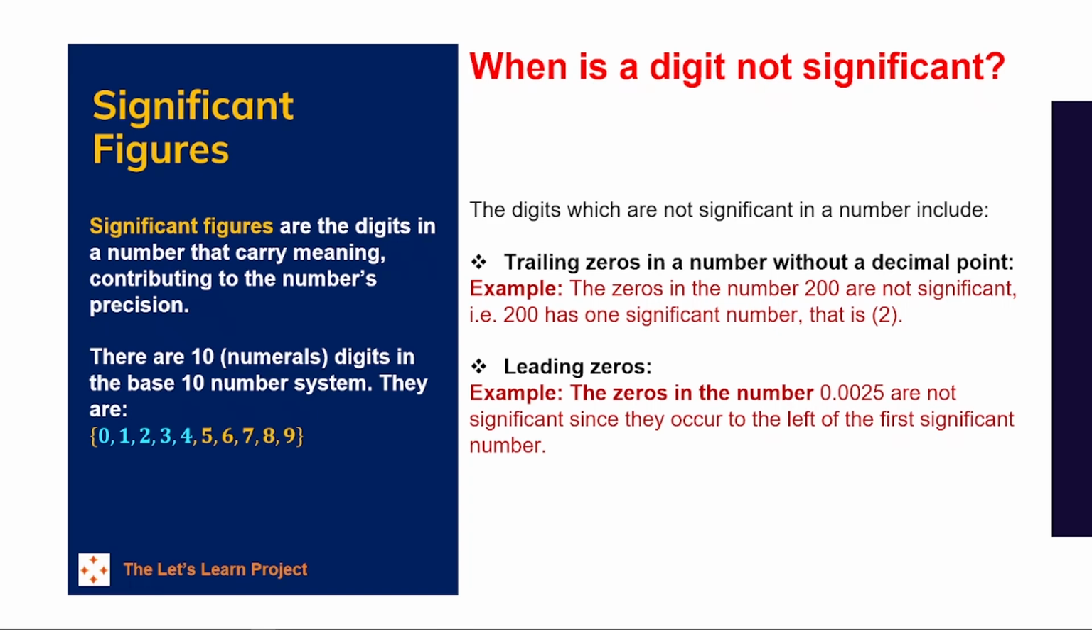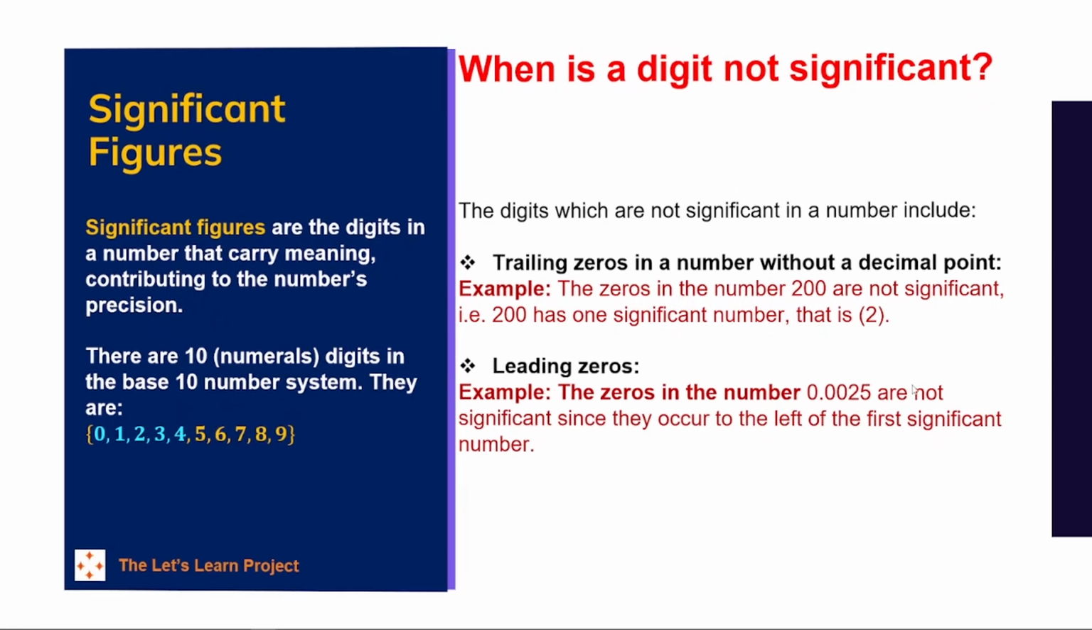That is when we have trailing zeros in a number that has no decimal point, and when we have leading zeros in a number whose first digit has the zeros to its left.